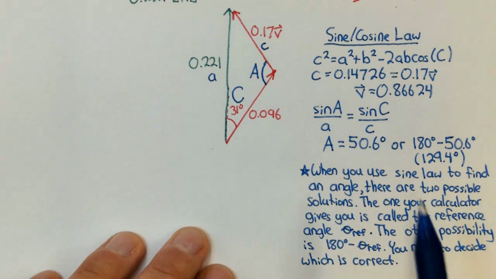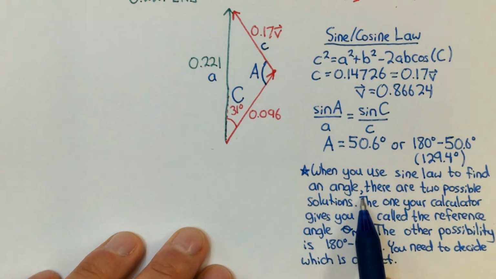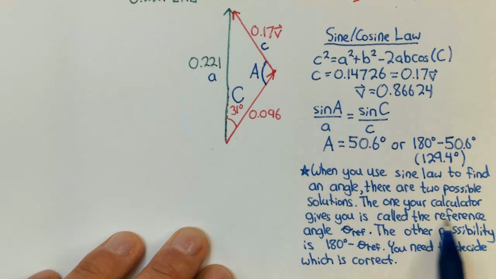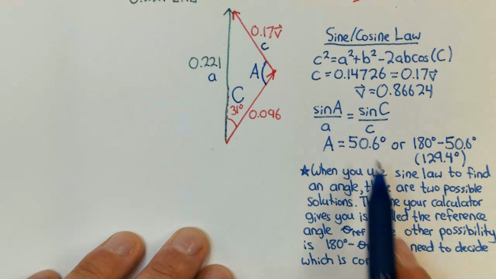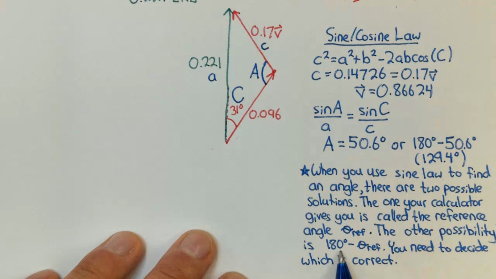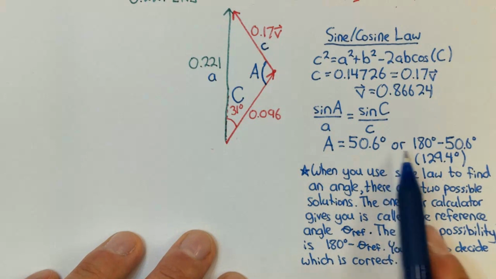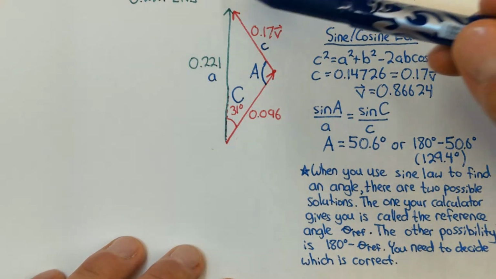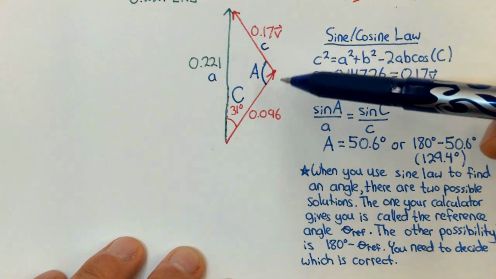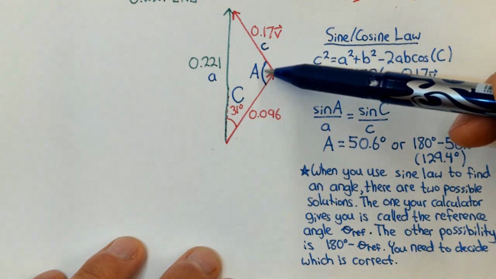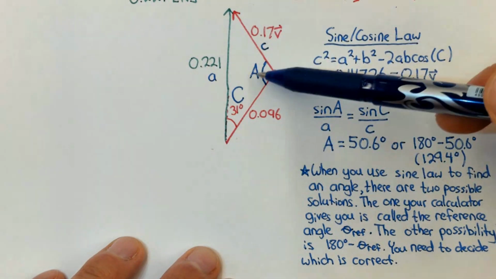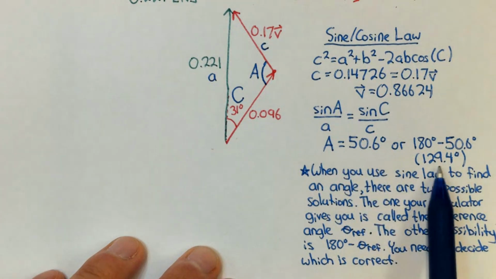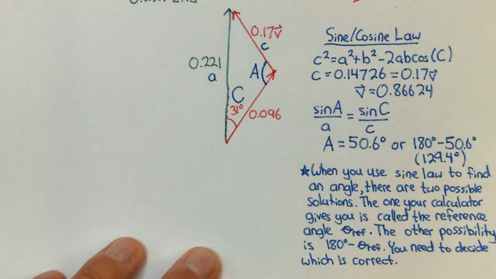So, when you use sine law to find an angle, there are two possible solutions. The one your calculator gives you is called the reference angle. That's the one we got here. The other possibility is 180 degrees minus that. This one over here. You need to decide which is correct. So that's where drawing a triangle that's relatively to scale comes in handy. I can look at this and say, you know what, that's definitely got to be bigger than 90 degrees based on what I know about this triangle. So of these two options, I'm going to pick this one.